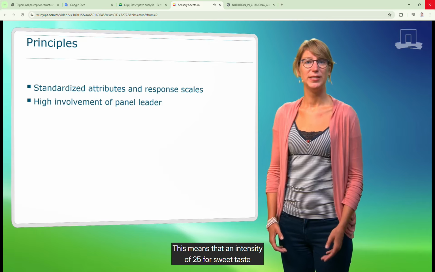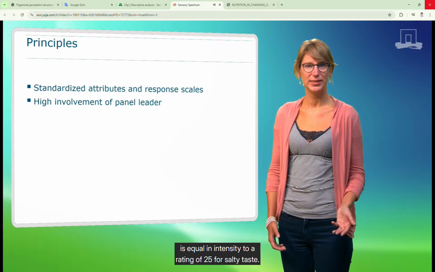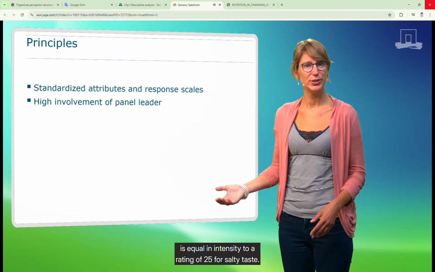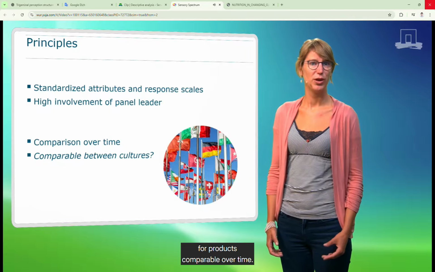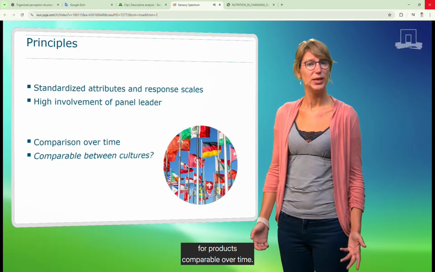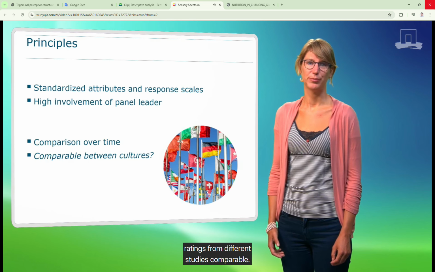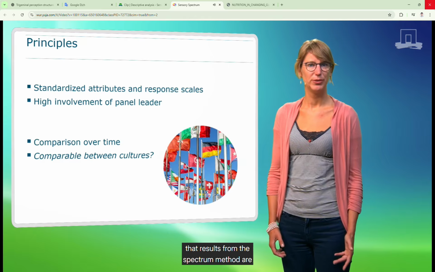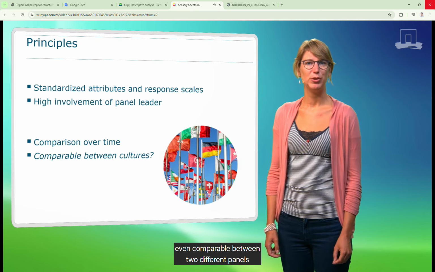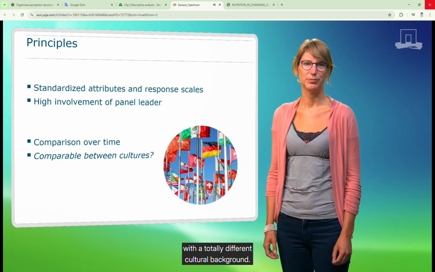This means that an intensity of 25 for sweet taste is equal in intensity to a rating of 25 for salty taste. This standardization makes the ratings for products comparable over time, and in theory, this should also make ratings from different studies comparable. I will now give an example to show that results from the Spectra method are even comparable between two different panels with a totally different cultural background.